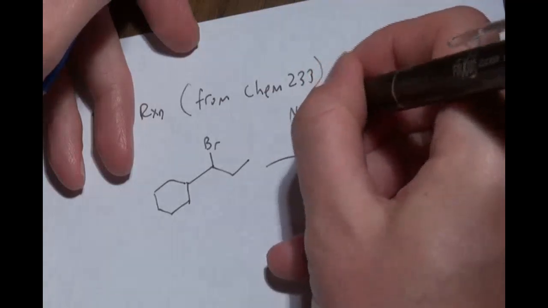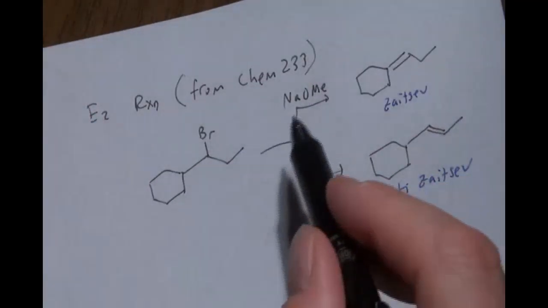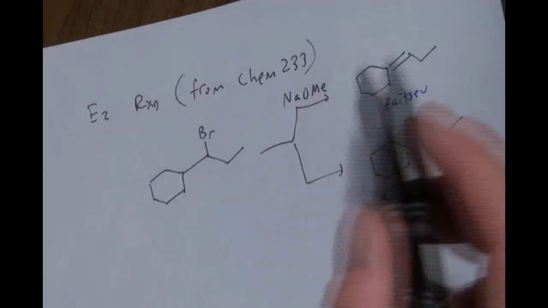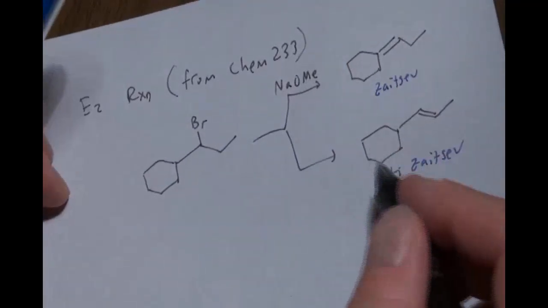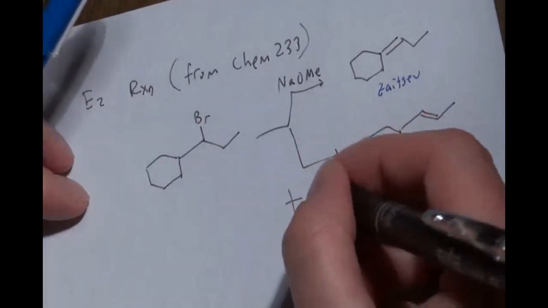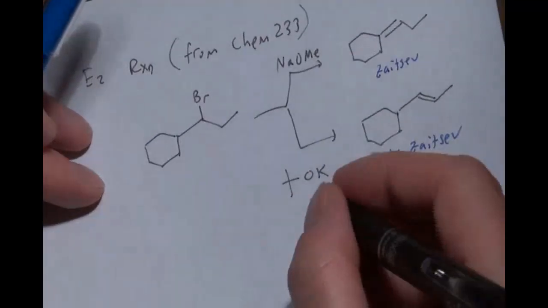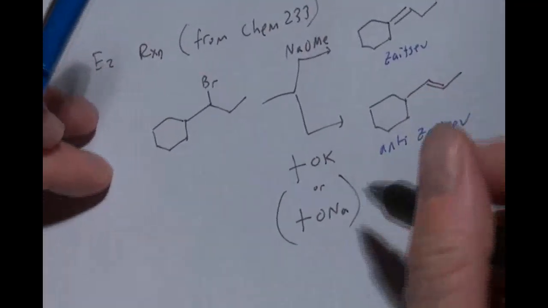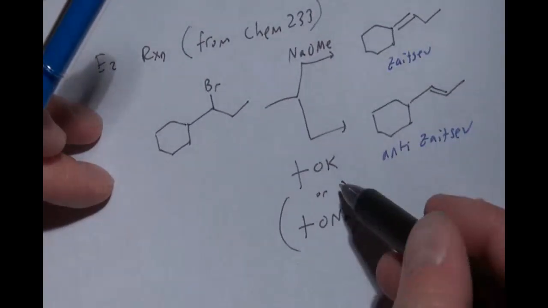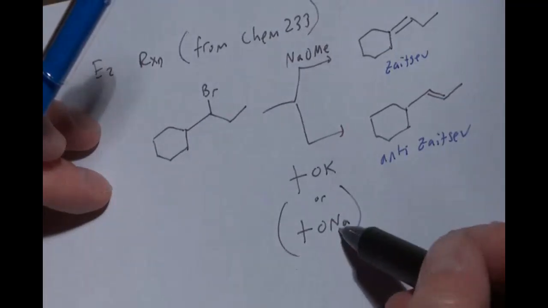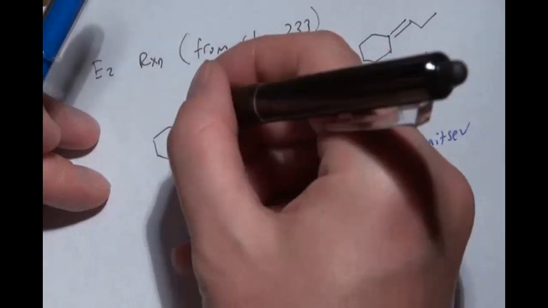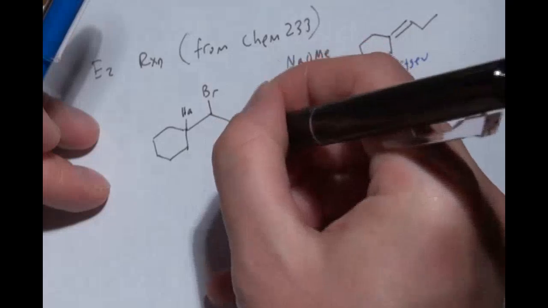Well, the answer was that small, sterically non-hindered bases like NaOMe, sodium methoxide, NaOCH3, give Zaitsev, whereas big bases like potassium or sodium tert-butoxide, huge bases, have a steric effect also, where it's easier to take off the right side proton. So we have HA and HB just as well.